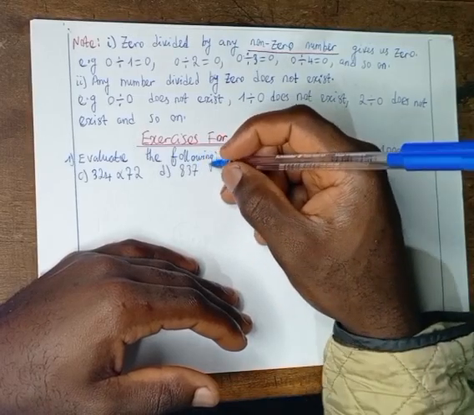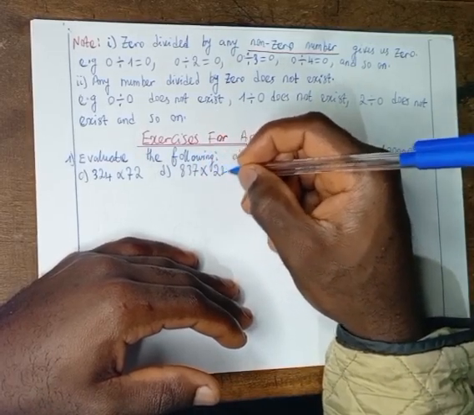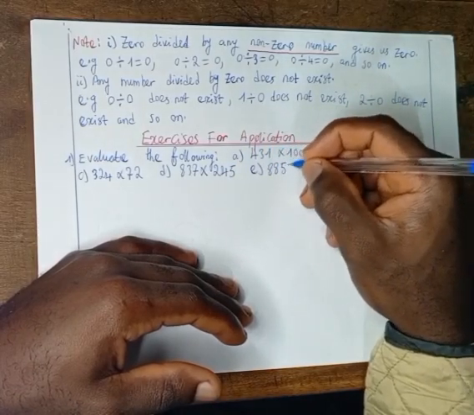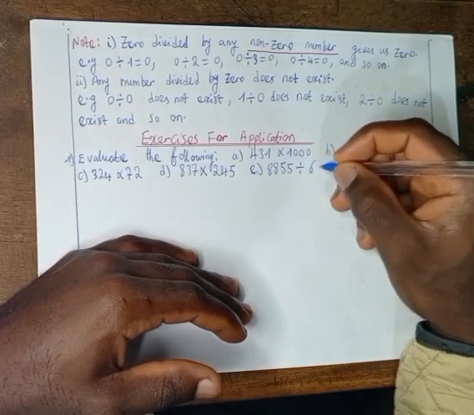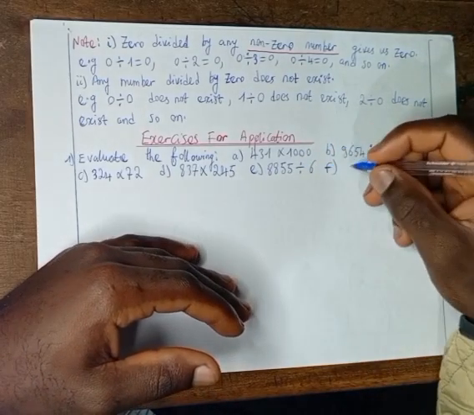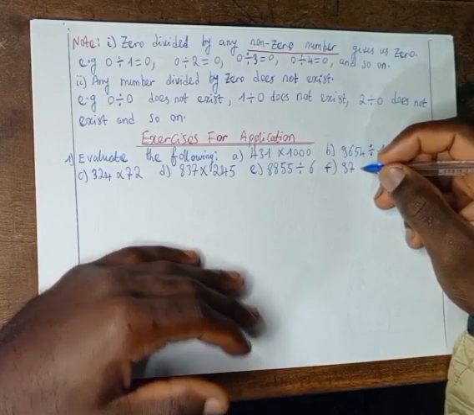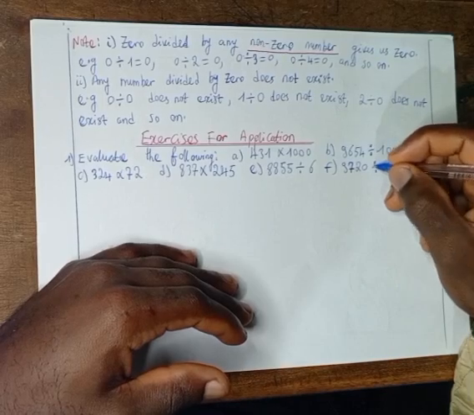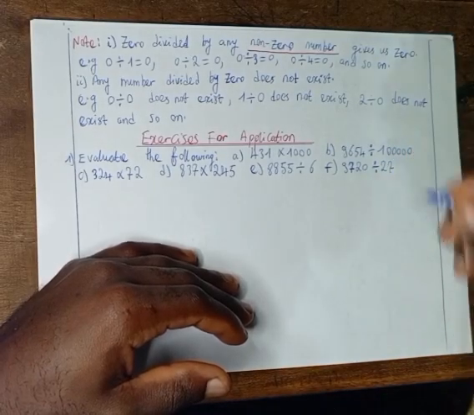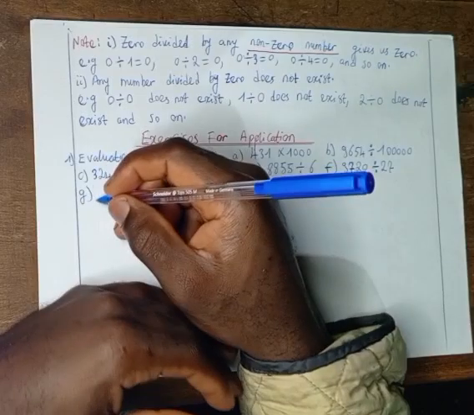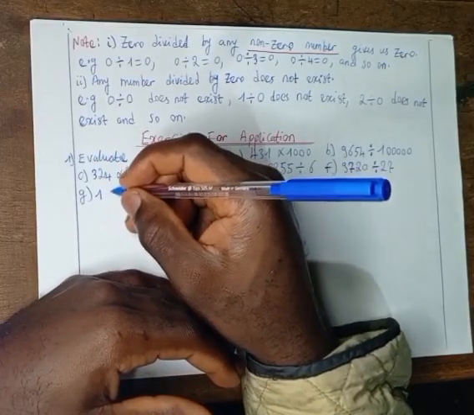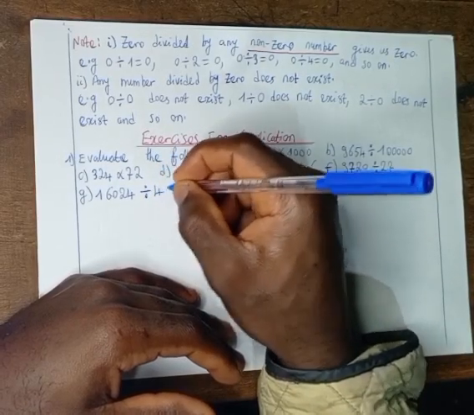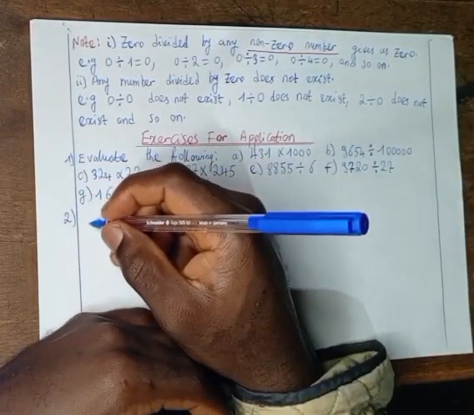D, we have 837 times 245. E, we have 8,855 divided by 6. F, we have 9,720 divided by 27. G, we have the number 16,024 divided by 4. Then question 2, let's take down a real life problem.